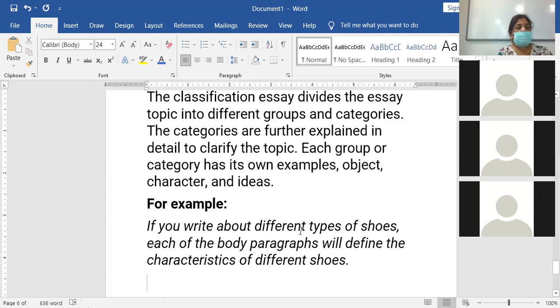For example, if you write about different types of shoes, each of the body paragraphs will define the characteristics of different shoes, like party shoes, sports shoes. Each paragraph will be under different headings. So this was the details of the types of expository writing style.